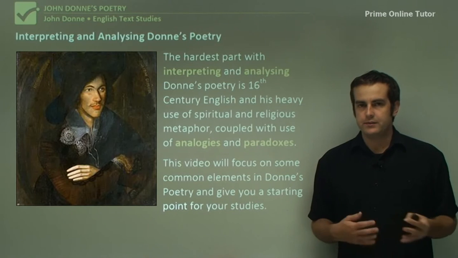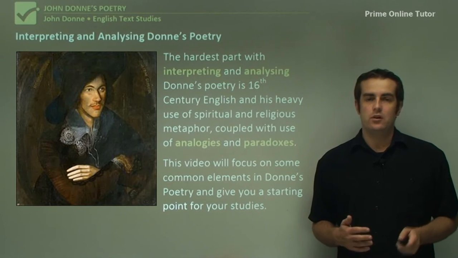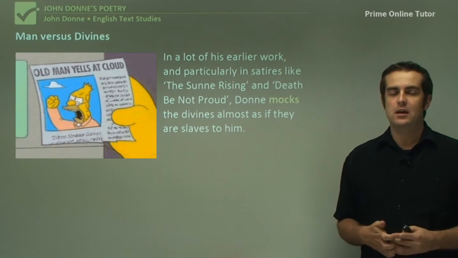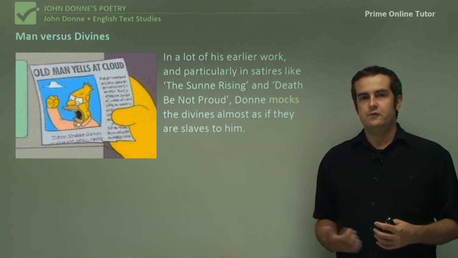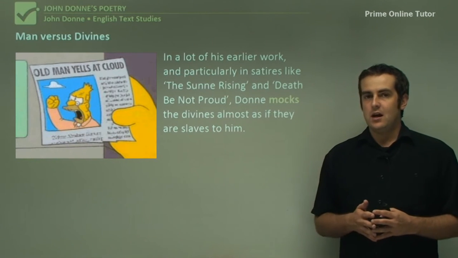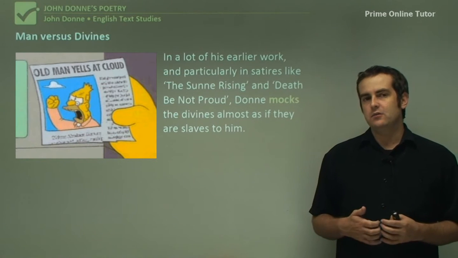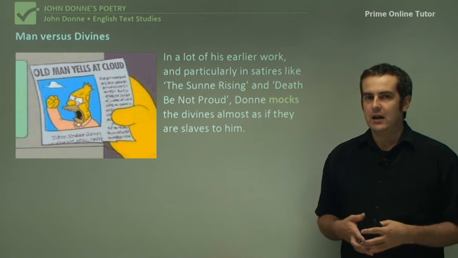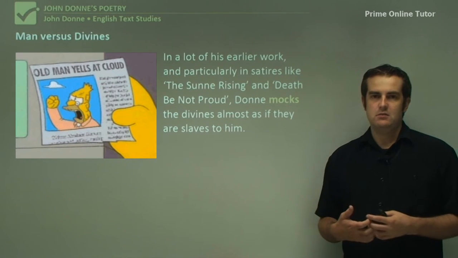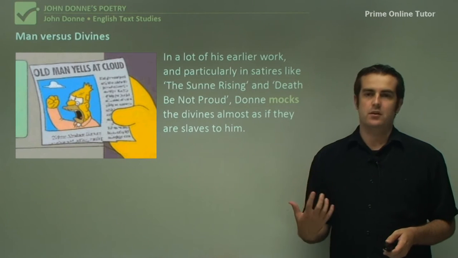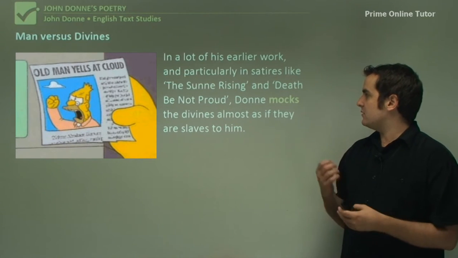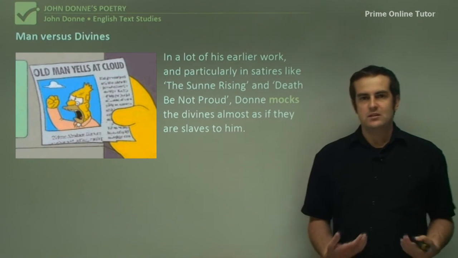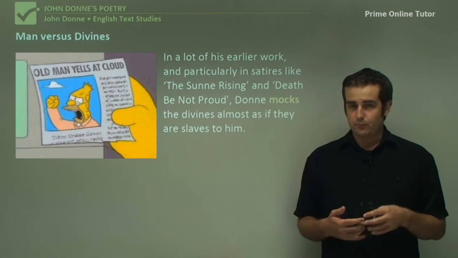So let's look at some ideas. The first one, which comes through a lot of his early work, is man versus the divines. I wouldn't say that he's a man who is resisting his faith. However, he likes to toy with the idea of divine forces, and particularly those which cause fear, those which his faith allows him to conquer. He mocks and satirises them a lot in his poetry. In satires like The Sun Rising and Death Be Not Proud, he's mocking them as if they're slaves to him, as a way of saying they're not as powerful.